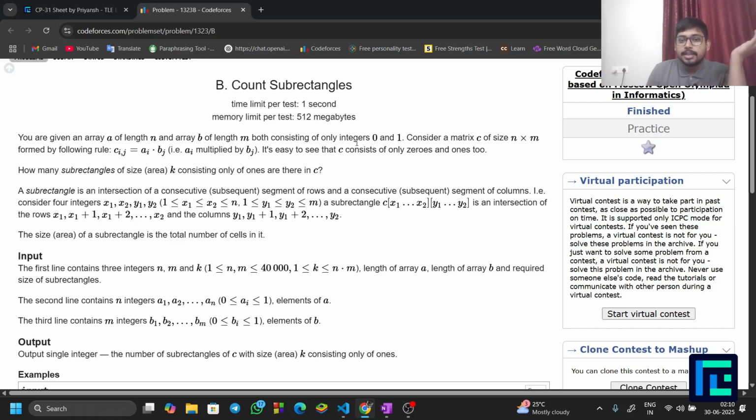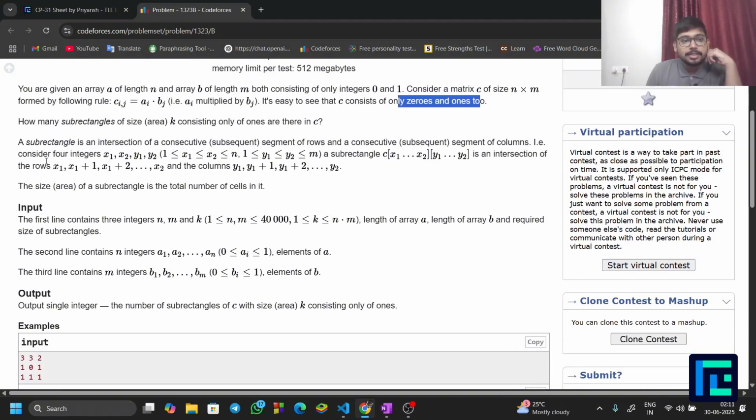If A and B consist of only 0 and 1, then the product of 0 and 1 would be 0, 0 and 0 would be 0, 1 and 1 would be 1. So the product would always be zeros and ones only. So it's quite clear.